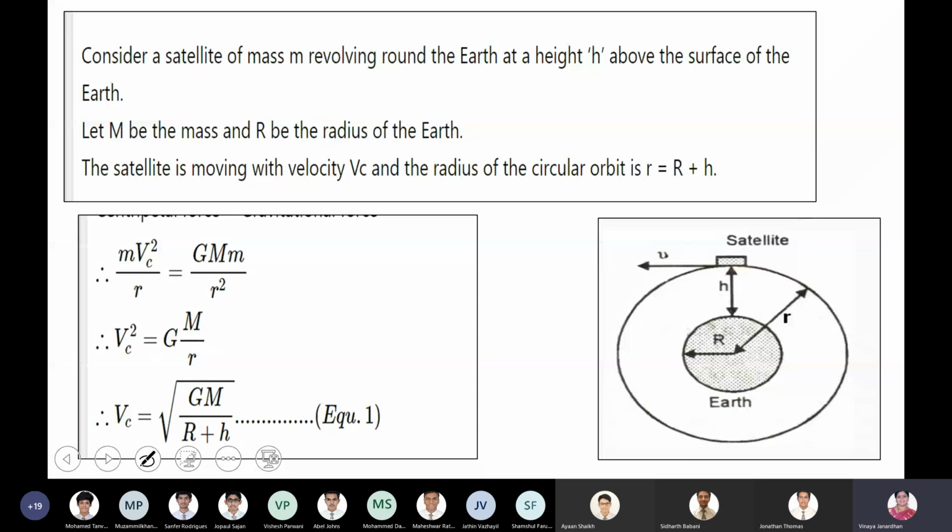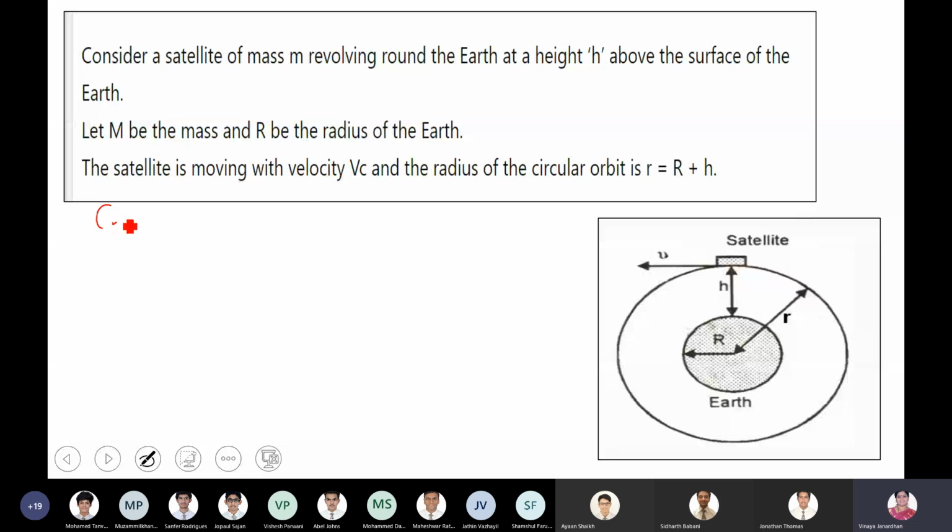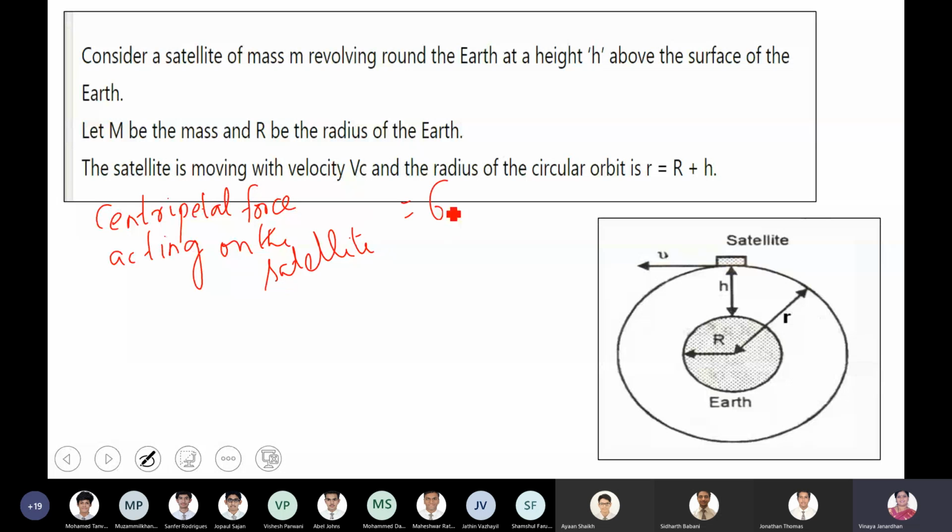Now you start writing. First, please write centripetal force acting on the satellite is equal to gravitational force between the Earth and the satellite.